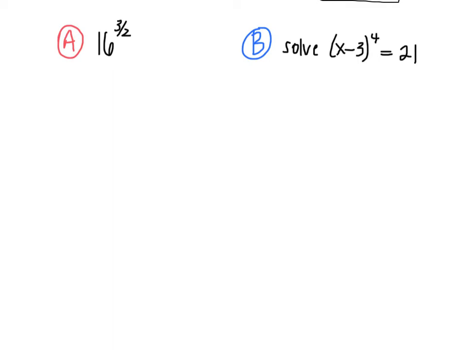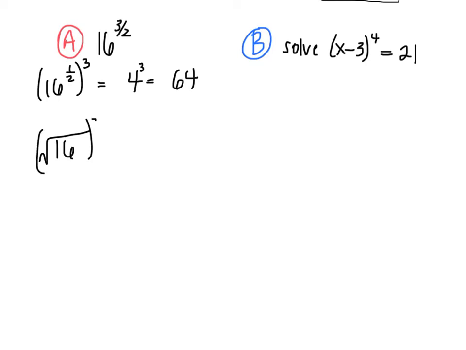We have 16 raised to the 3 halves, or 3 over 2. This we can simplify to 16 to the 1 half, raised to the 3rd. So 16 to the 1 half, this is the same thing as 4. And we have 4 to the 3rd, which is the same thing as 64. Now if we want to write this in another form, we could have said the square root of 16 raised to the 3rd, which we would also get 4 to the 3rd, which is 64.